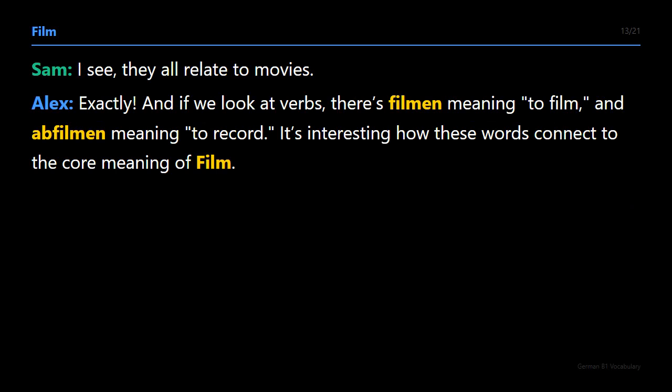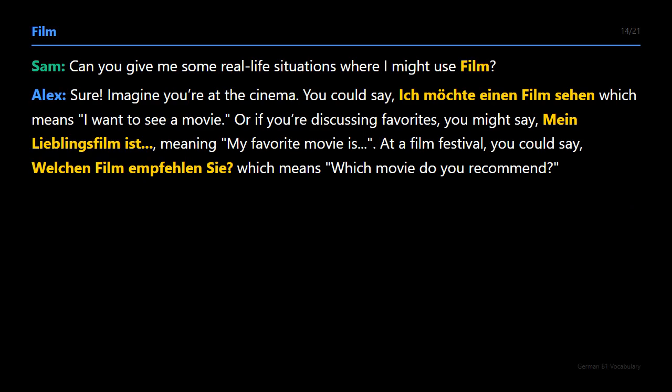Can you give me some real-life situations where I might use Film? Sure. Imagine you're at the cinema. You could say, Ich möchte einen Film sehen, which means I want to see a movie. Or if you're discussing favorites, you might say, Mein Lieblingsfilm ist, meaning my favorite movie is. At a film festival, you could say, Welchen Film empfehlen Sie? which means which movie do you recommend?